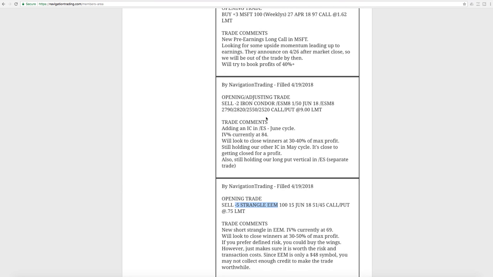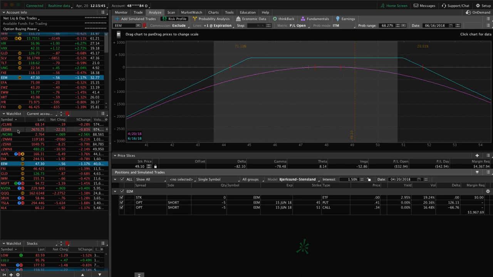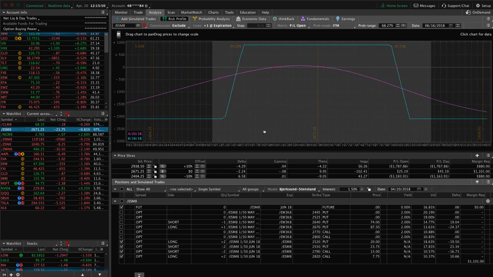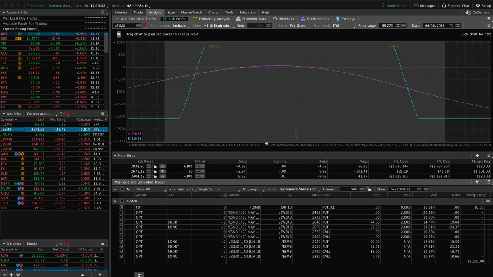Next trade was an opening adjusting trade in ES. So we added an iron condor in the June cycle there, continuing to add credits and manage that position. So if we go to ES, this is the iron condor that we added, still very centered. Nothing to do here at this point.